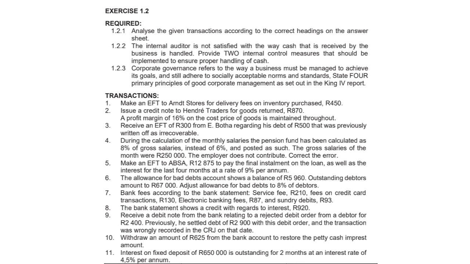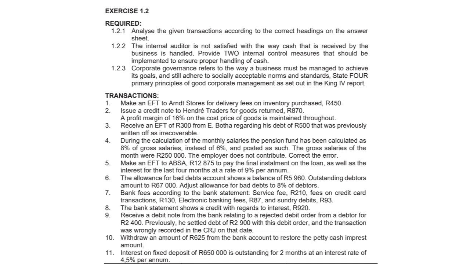The gross salaries of the month were 250,000 Rand. The employer does not contribute, corrects the error. Number 5. Make an EFT to ABSA, 12,875 Rand, to pay the final installment on the loan, as well as the interest for the last 4 months at a rate of 9% per annum.